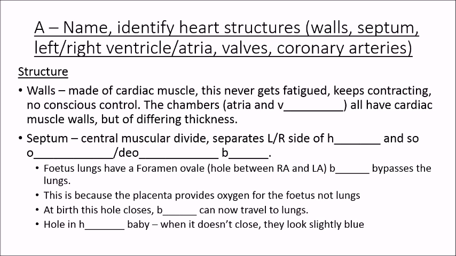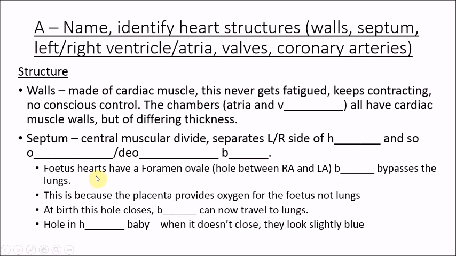There's chambers, such as the atria and the ventricles, and they have different thickness of walls because some have to pump blood further. The septum divides the left and right side of the heart. It runs down the middle, and it's muscular, and it separates oxygenated and deoxygenated blood.